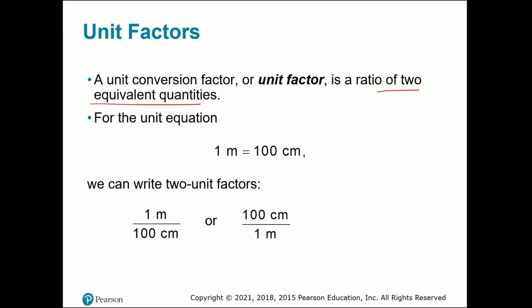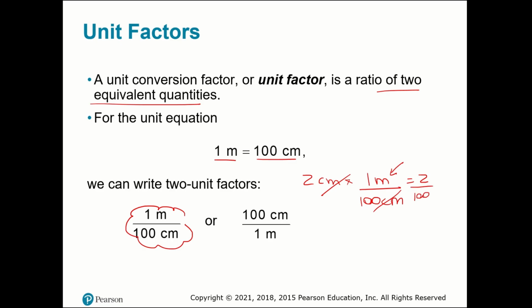For the unit quantity 1 meter equals 100 centimeters, we can write two unit factors: 1 meter divided by 100 centimeters, or 100 centimeters divided by 1 meter. If I want to convert 2 centimeters to meters, I'm going to use the first one, because I want to be able to cancel the centimeters since I want the answer just in meters. So it will be 2 divided by 100 meters, or 0.02 meters, right?